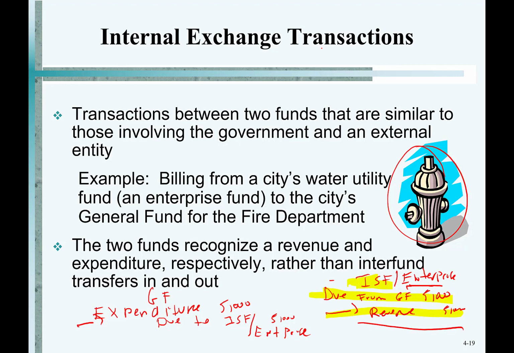Even though for the most part the customers of the enterprise fund are those outside of the government, they could still use water, right? Put out the fire in a house or something, or to put out a fire in an empty field, whatever. Okay?